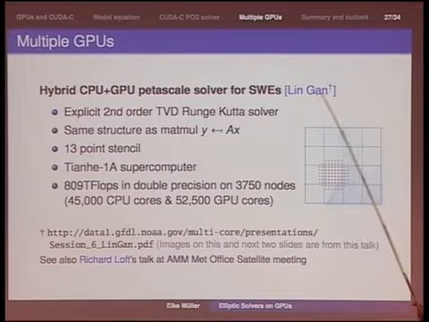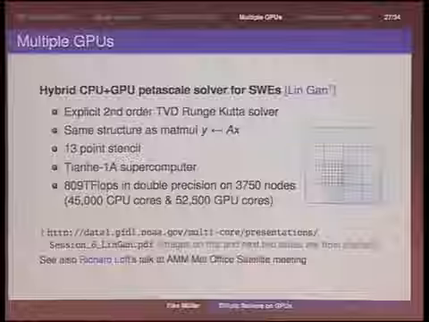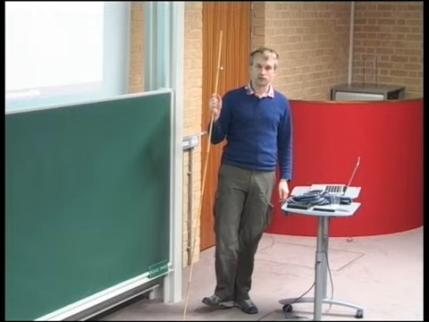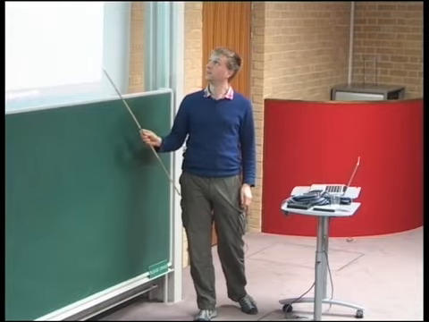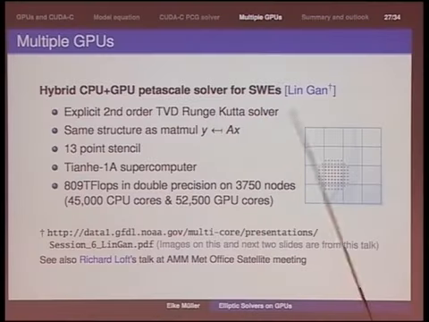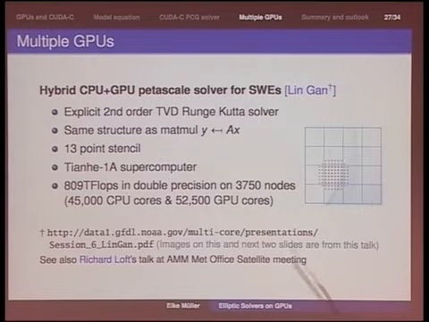So this is some work by Lin Gan from China. He worked on the Tianhe 1A supercomputer. This was, I think, last year or the year before. This was the fastest computer in the world, and it had lots of GPUs. So basically what he did is he implemented an explicit solver for the shallow water equations on a cubed sphere grid using a 13-point stencil.